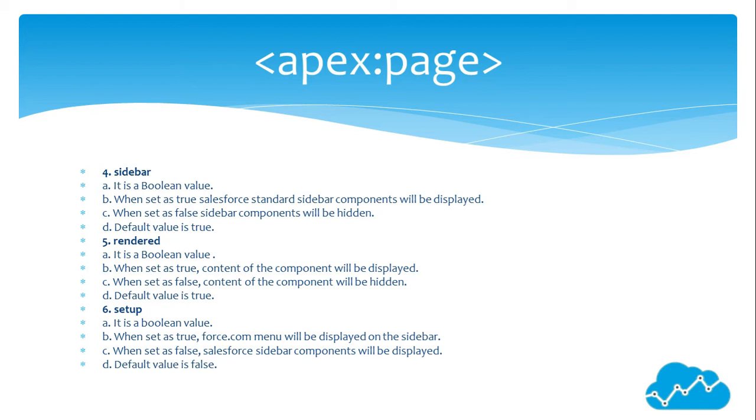Sidebar. It is a boolean value. When set as true, Salesforce standard sidebar components will be displayed. When set as false, sidebar components will be hidden. Default value is true.